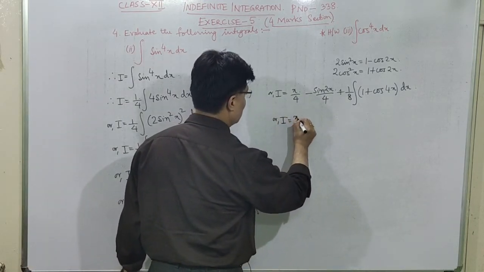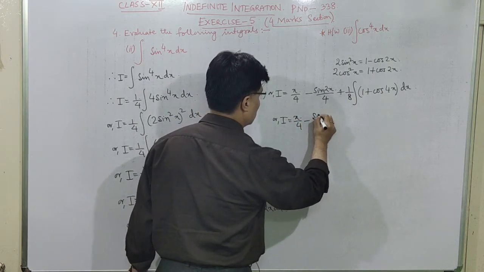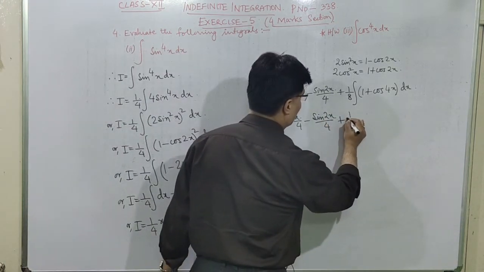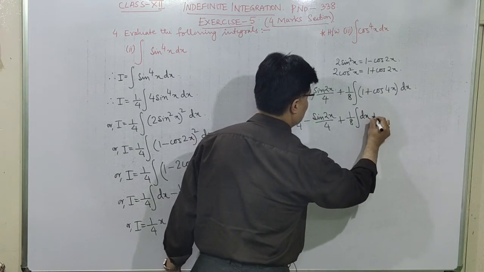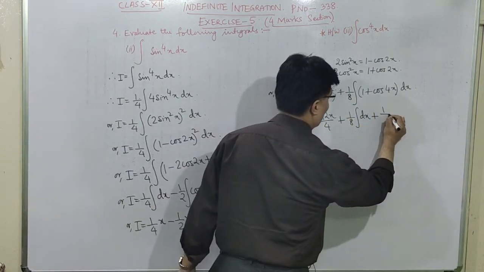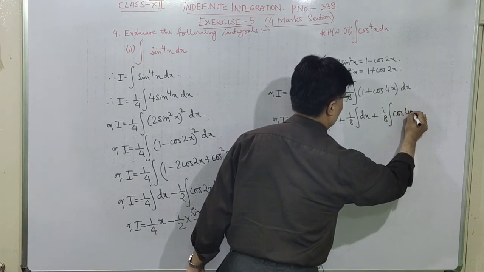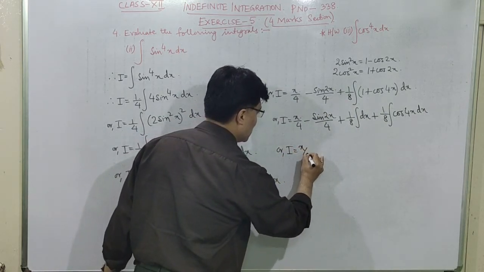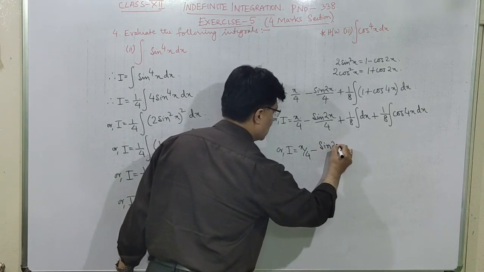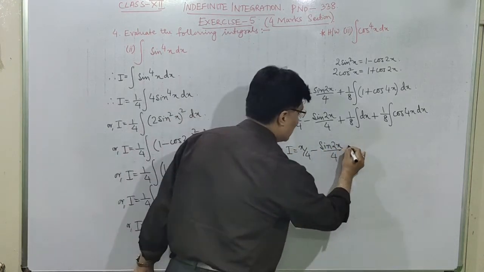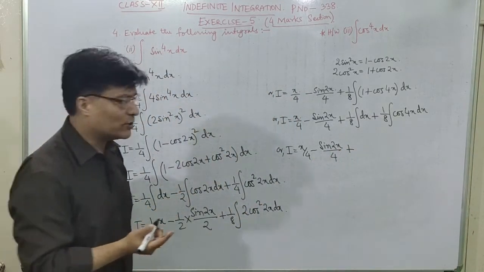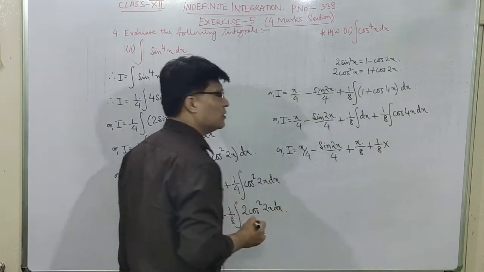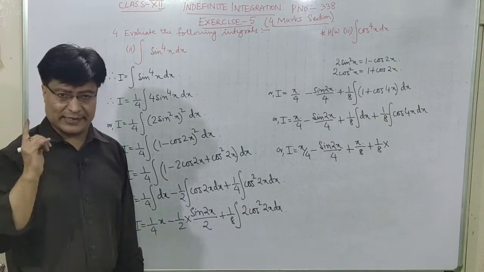Or I is equal to x upon 4 minus sine 2x upon 4 plus, so let us separate them, 1 by 8 integral sine dx plus next 1 by 8 integration of cos 4x dx. Okay, so or I is equal to, this is x by 4 minus sine 2x upon 4 plus, again what is integral sine dx? That is your x. So this is your x upon 8 plus 1 by 8 into, what is integration of cos mx dx?